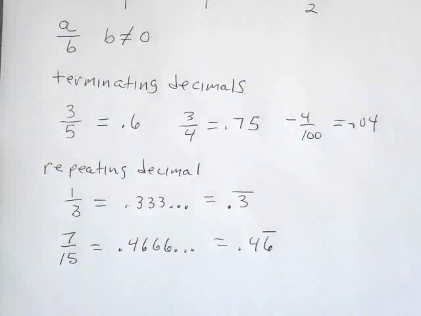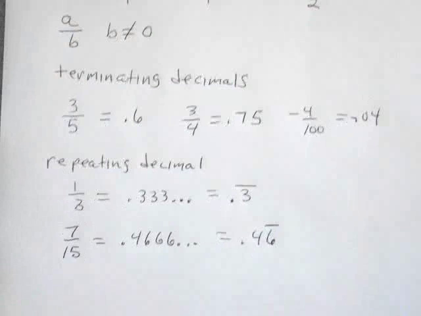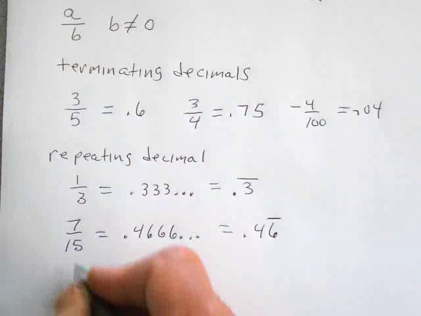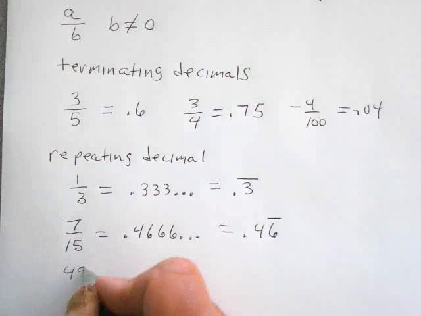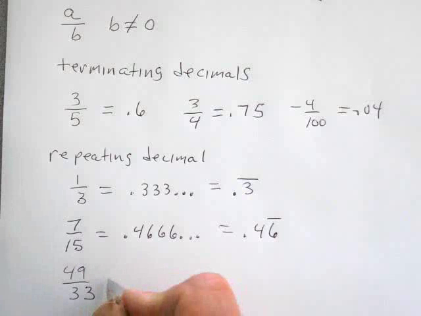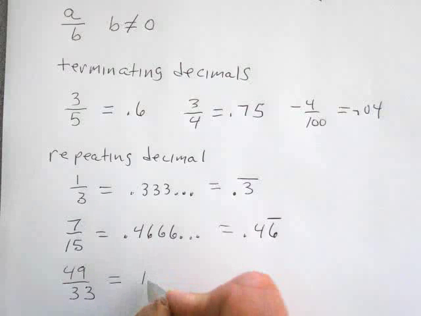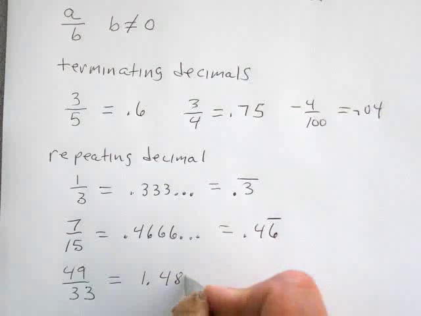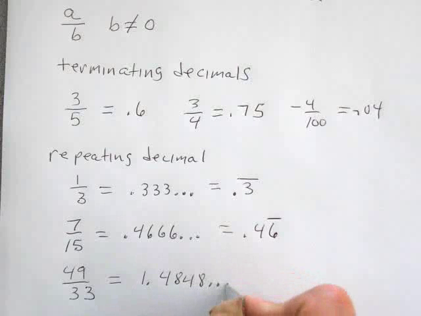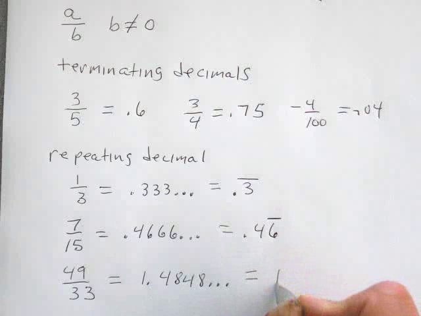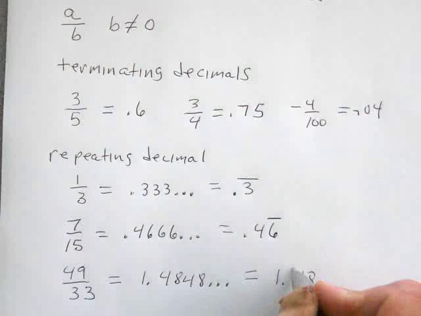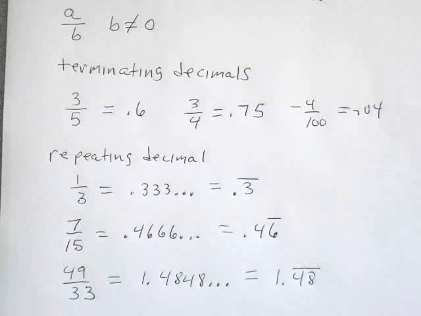Another example of this type of decimal would be something like, let's do something a little wacky. How about, shoving this up a little bit, 49/33. And if we convert this into a decimal, it would become 1.4848, and that just keeps going on forever. And I could write this as 1.48 with a bar over the 4 and the 8 because those two numbers keep repeating. So these are examples of rational numbers, terminating decimals, and repeating decimals.